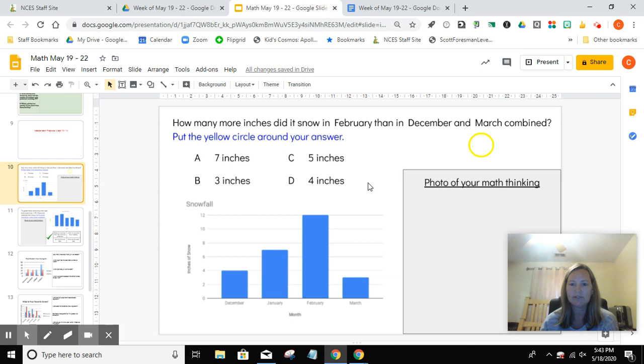So choose your answer. Here it says, move the circle. It's asking for you to move the circle over which answer choice you think is correct. And then it says photo of your math thinking. So this is where we just want to be able to see an image. If you could take a picture and post it here, I need to see exactly why you chose what you did, just given information based on what the chart is showing. Why did you choose your answer? Okay, so you're really explaining why you chose what you chose.